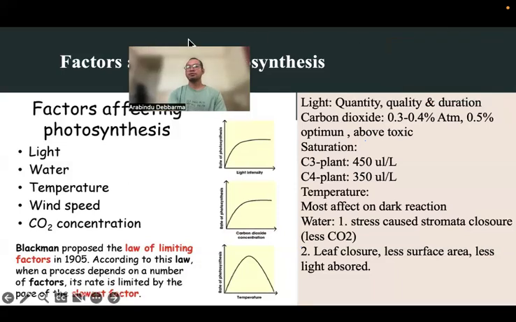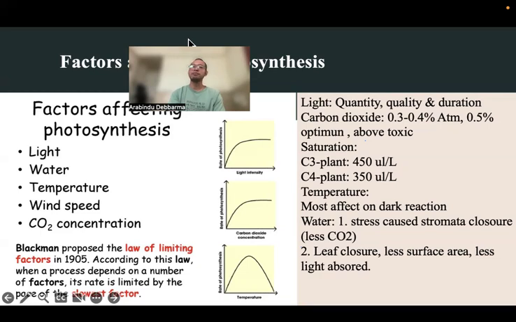Next, with light we can say quantity, quality, and duration. Quantity I have already explained. Even if you have a higher quantity, the rate will not change. What is quality here? The quality is, as we explained, at around 460, 470 nanometer and 680 nanometer, where it absorbs more light, and that is the blue or the red light, and here the photosynthetic activity rate is higher. So if you give X-rays or UV rays, you will not get any photosynthetic activity. Your rate will not be higher.